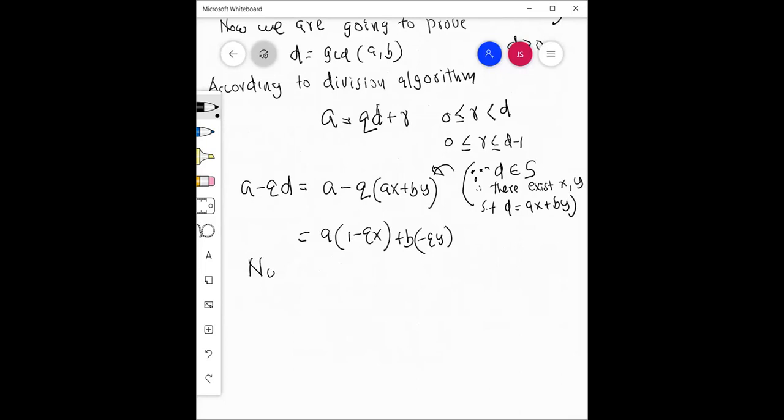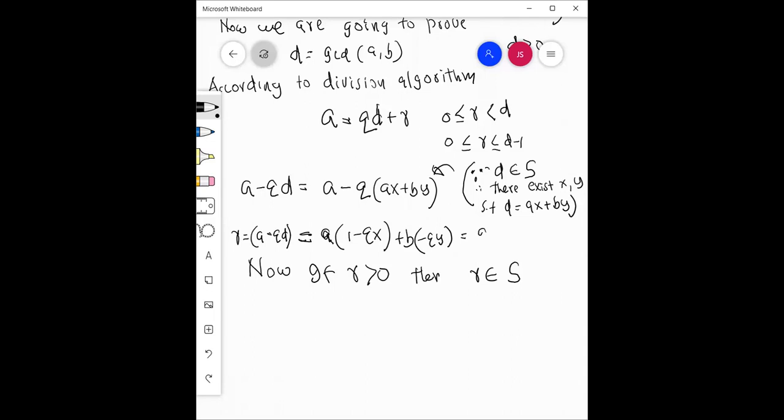Now, actually, we are going to prove R is equal to 0 first. Suppose R is greater than 0. Then R is an element of S. Can you see it? Because A minus QD means R. So R is equal to A minus QD. See this argument carefully. R is equal to A minus QD, and we write it as A(1 minus QX) plus B(minus QY).